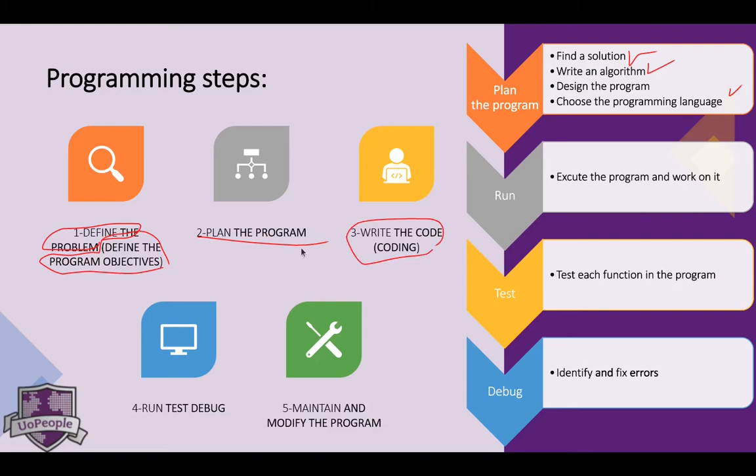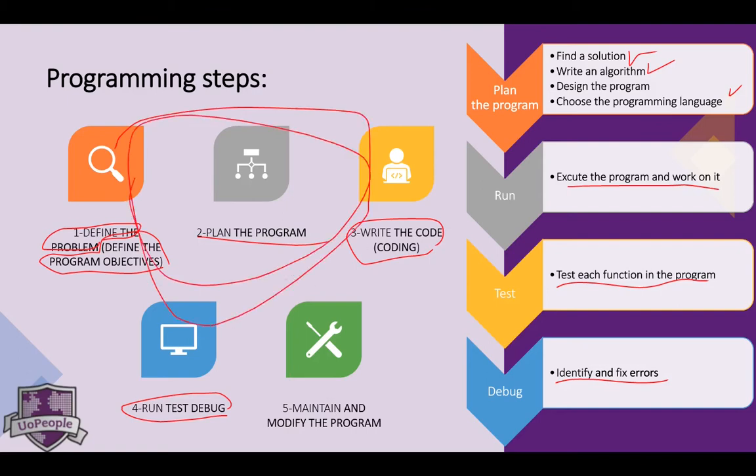After writing the code, we need to run, test, and debug. What do run, test, and debug mean? Run means execute the program and work on it. Test means test each function in the program, even if you didn't use this function while running the program, you still have to test it for the future. Debug means identify and fix errors. Then the last thing we have to do is maintain and modify the program. We can do this in a loop if we still develop our program.